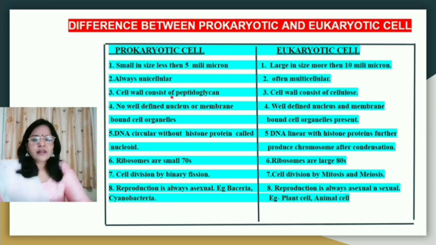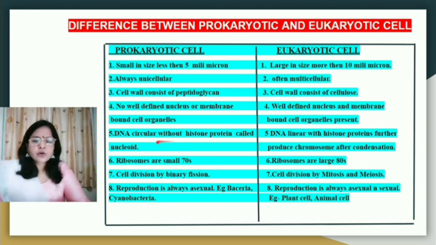In the case of prokaryotes, the cell wall consists of murein or peptidoglycan, whereas in the case of eukaryotes, the cell wall consists of cellulose. There is no well-defined nucleus in prokaryotes, and other membrane-bound cell organelles are also absent. But in eukaryotic cell, a well-defined, proper, prominent nucleus is present, and other membrane-bound cell organelles like chloroplast, mitochondria and endoplasmic reticulum, etc. are present.